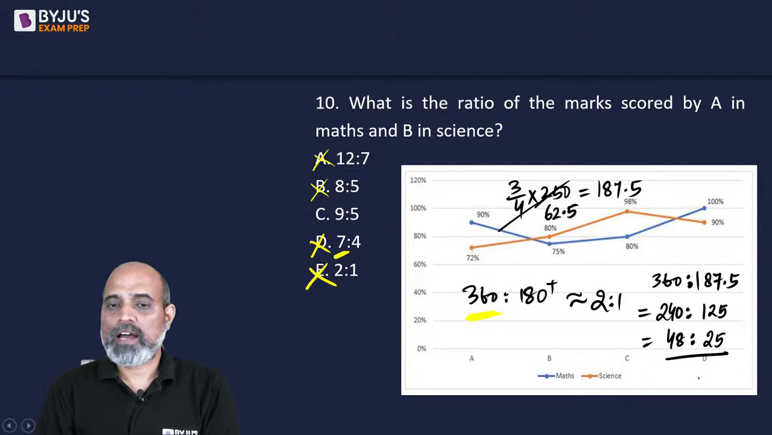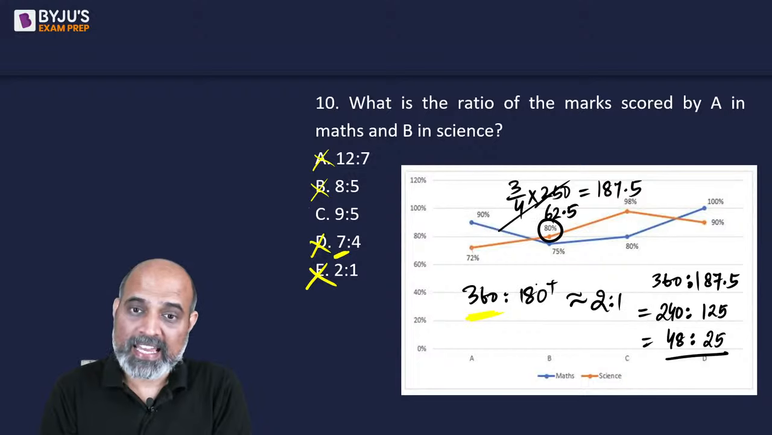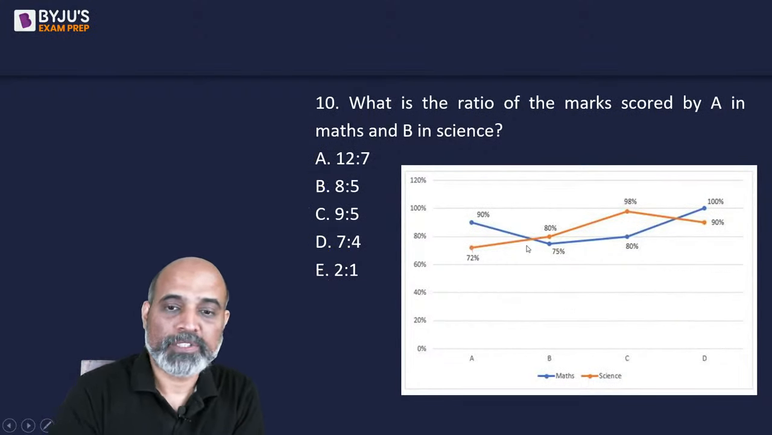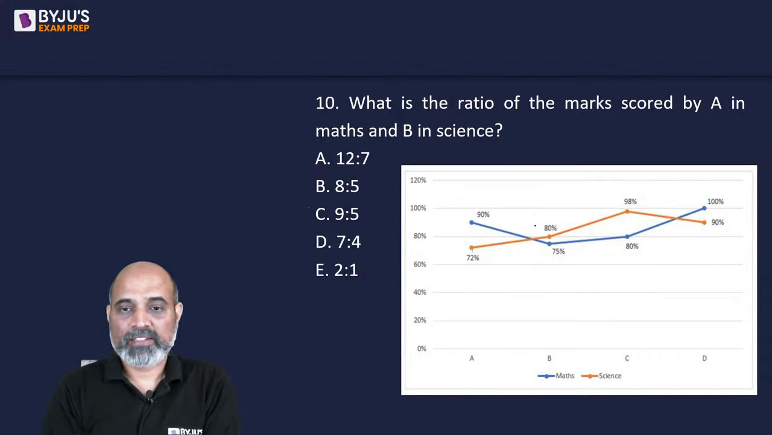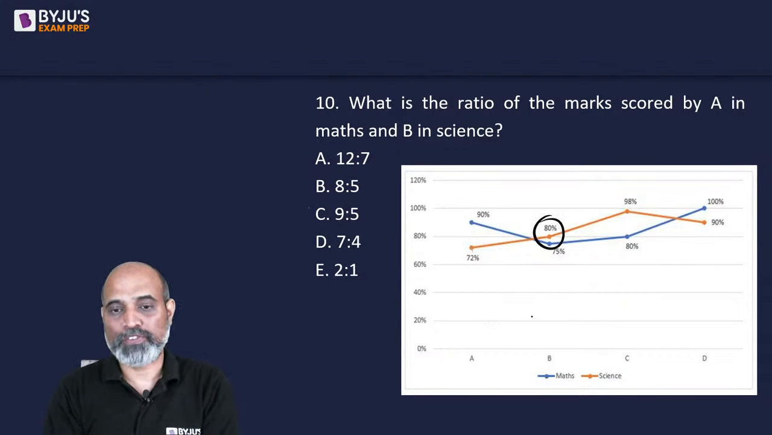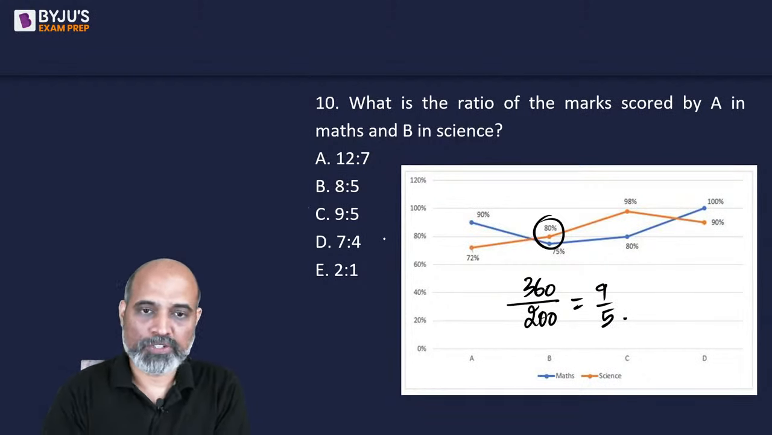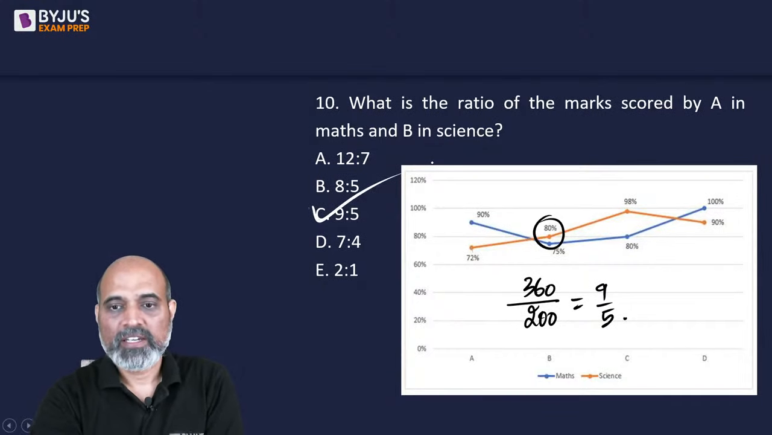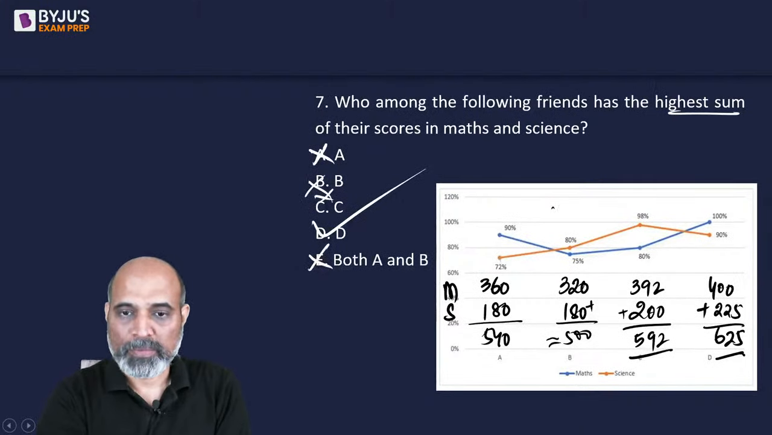Uh-oh, I made a calculation mistake here and in the previous question. Science is 80% and not 75%. I looked at the downward arrow, so that's where the mistake was made. Okay, so this is 80% of 250, which is going to be 200, and this is 360. Oh, this is simple. This is going to be 9:5. So anyways, that's what we assumed कि C ही होना चाहिए.